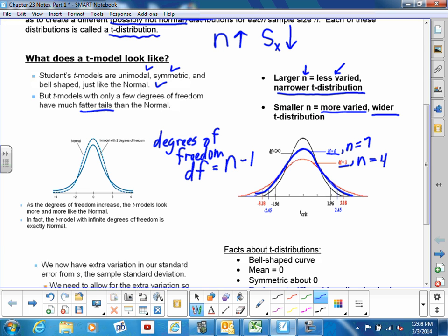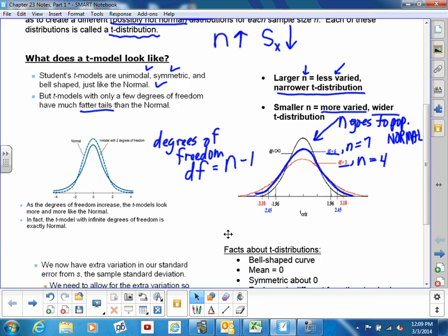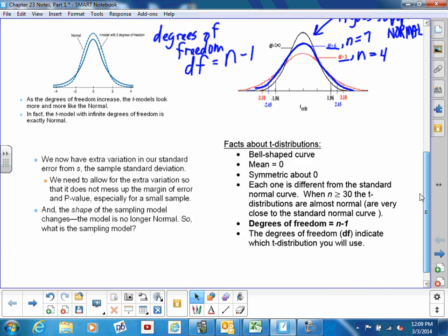And so what happens is, look at the black curve. As your n goes to infinity, basically as your n reaches the population size, then you get the exact normal curve. So as your degrees of freedom get higher and higher, you're getting closer to a real normal curve. Okay? So that's what's happened. So keep that in mind as we go through these.